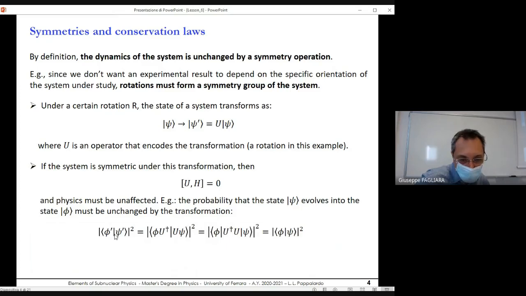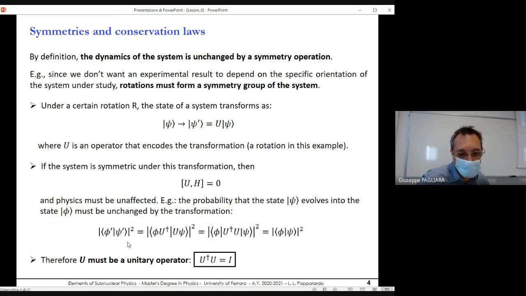And in order for this to happen, this is only possible if you follow now this chain of equalities. This is only possible, just look at the last passages, if U dagger U is equal to the identity matrix, okay? And so this implies that the U operator must be a unitary operator, okay? So if U is a unitary operator, then indeed the physics is unaffected, because your probability for psi prime to phi prime is equal to the probability for psi to phi, okay?